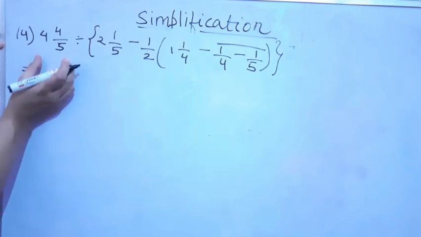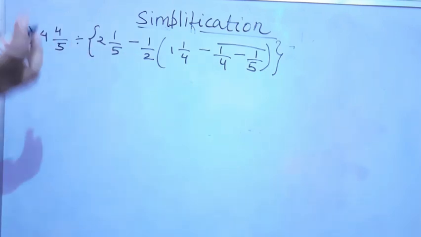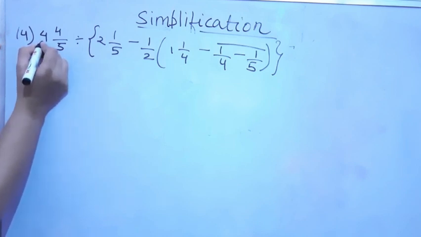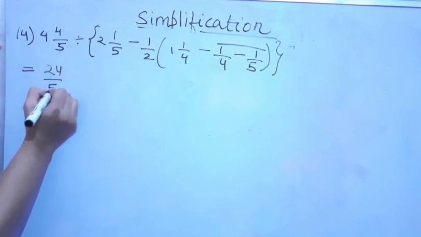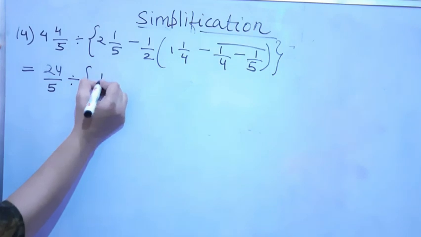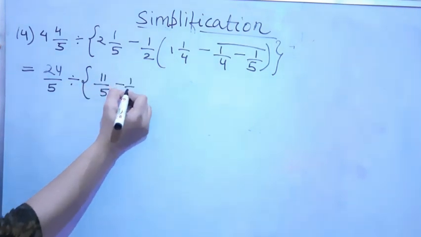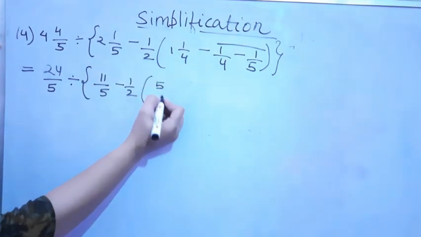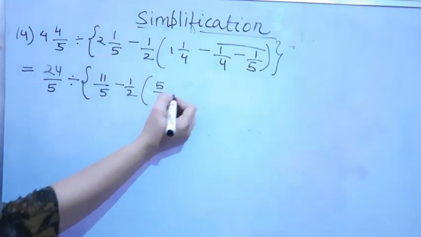So the first step is to convert all the mixed fractions into improper fractions. I am doing that. 5 4s are 20, 20 plus 4 will be 24 upon 5. 5 2s are 10, 10 plus 1, 11 upon 5. 4 1s are 4 and 4 plus 1, 5 by 4.